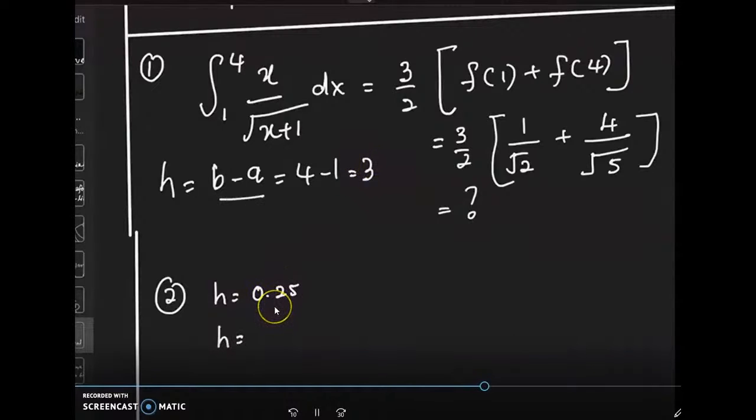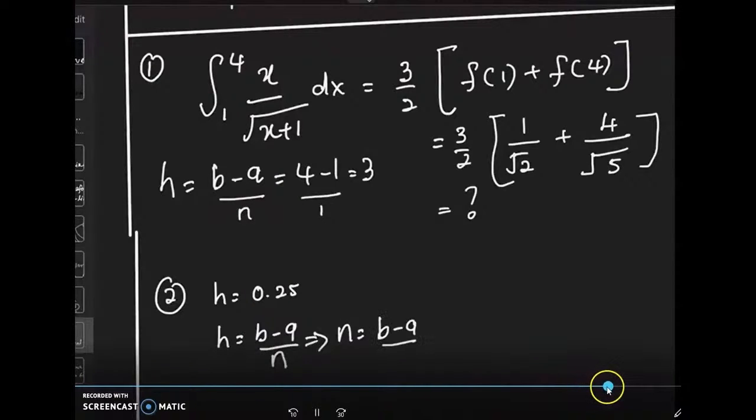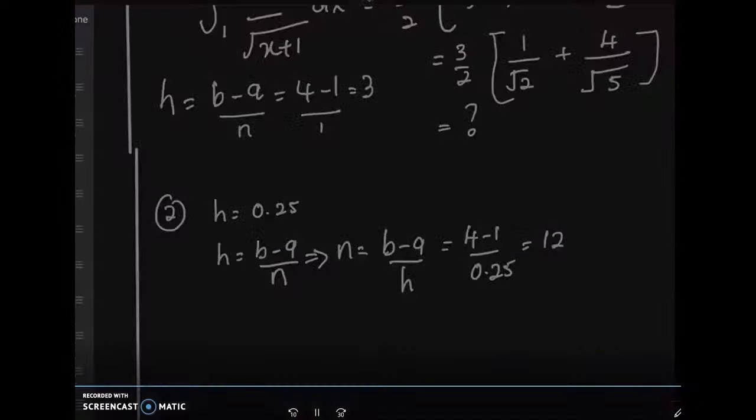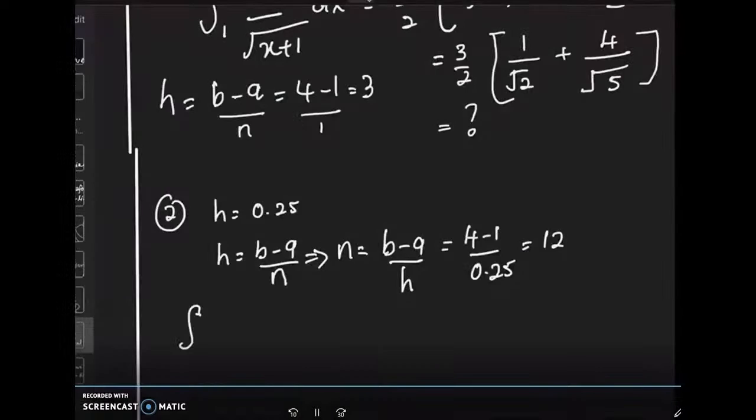Then (b minus a) divided by h, where h is 0.25, so you will get the value of n. n is 12: 4 minus 1 divided by 0.25 is 12. All right. So now, since we know the size of interval and the number of subintervals, we can find every particular fi, from 0 to 12.